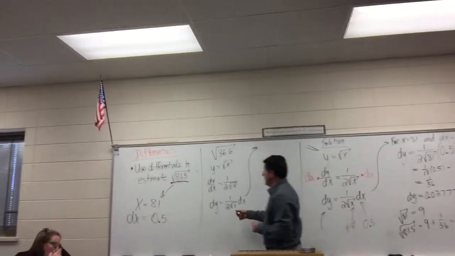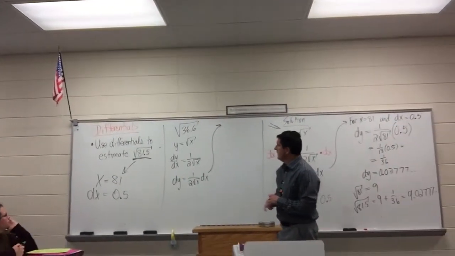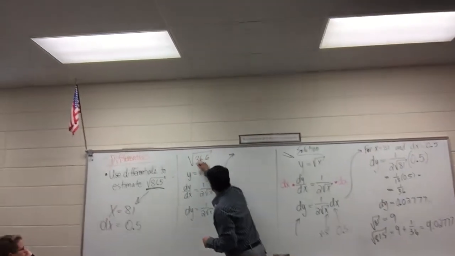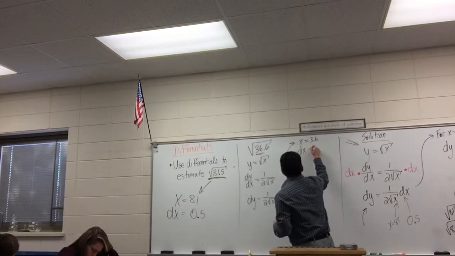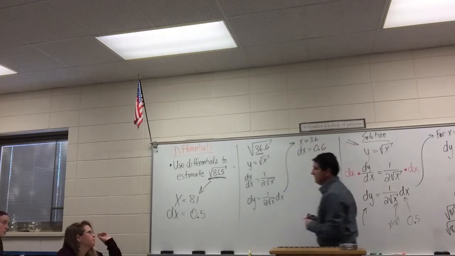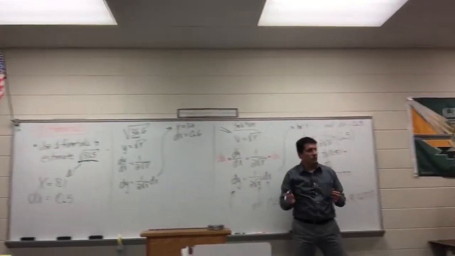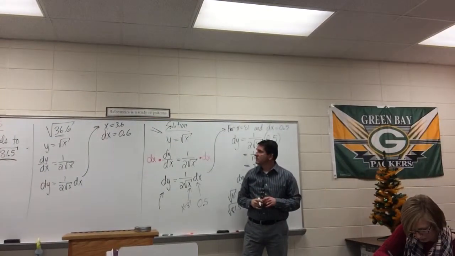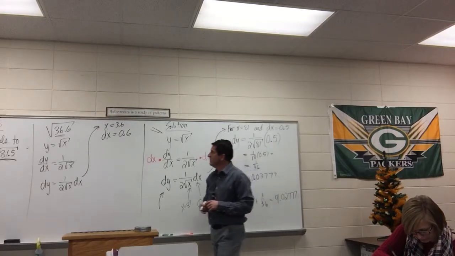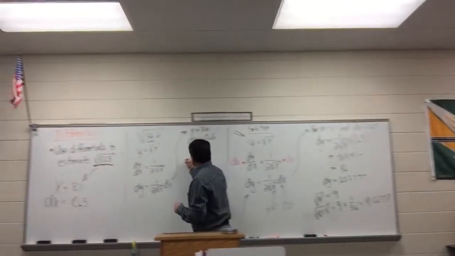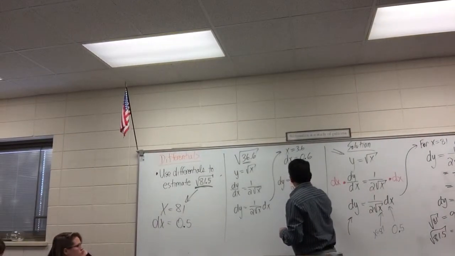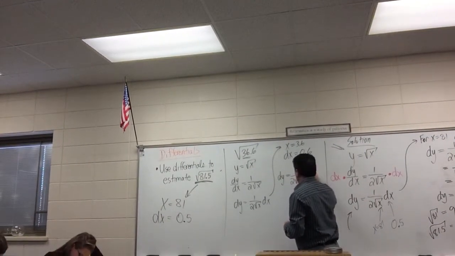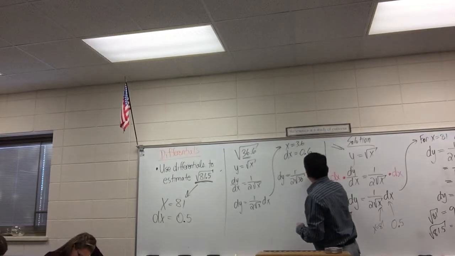Now to compute the change, I'm going to use x equals 36. And dx is going to be 0.6. Just the change. So that means my change in the y is going to be 1 over 2 square roots of 36 multiplied by 0.6.